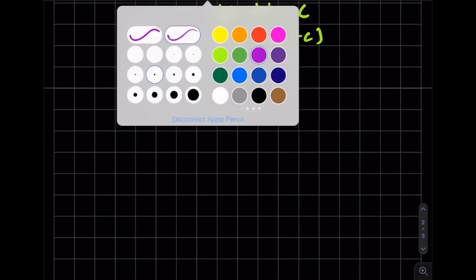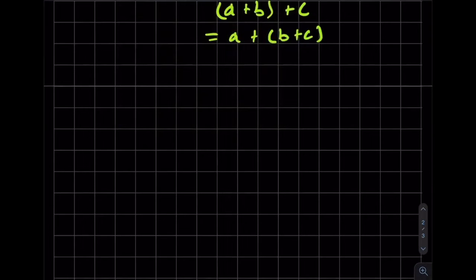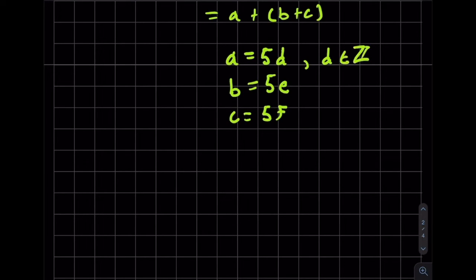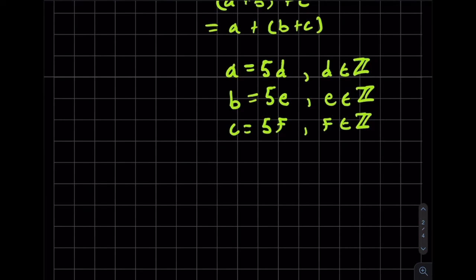Yeah, let's try that. So we'll say A equals, say, something like 5D, B is 5 times E, and C is 5 times F. In a full write-up proof, what we would like to say is that D is an element of the integers, E is an element of the integers, and F is an element of the integers. That's just to clarify. In any proof, it's best to make sure that you define anything that you say, so anybody that reads it isn't left wondering.